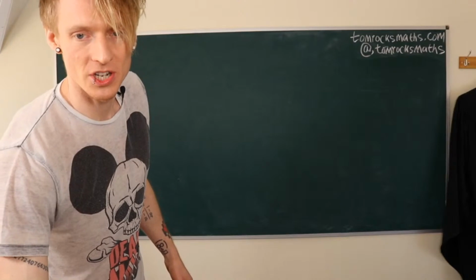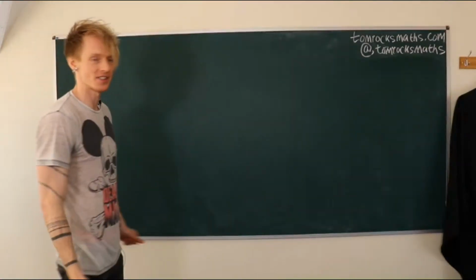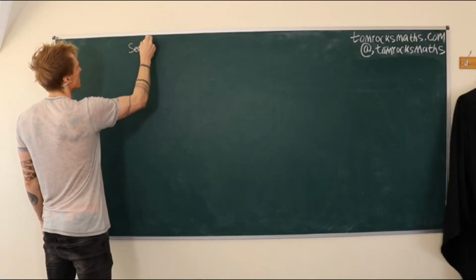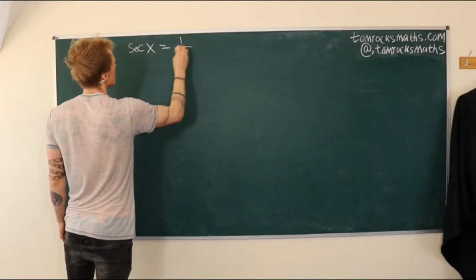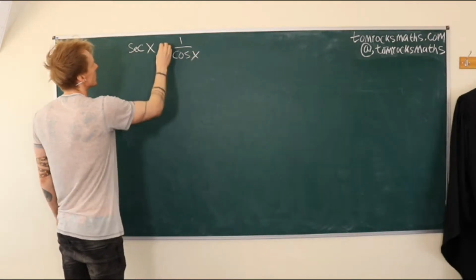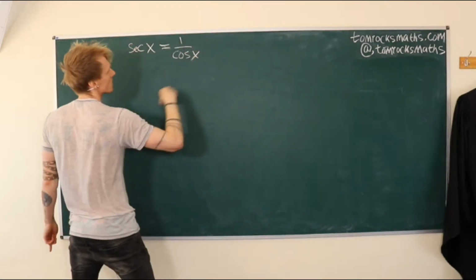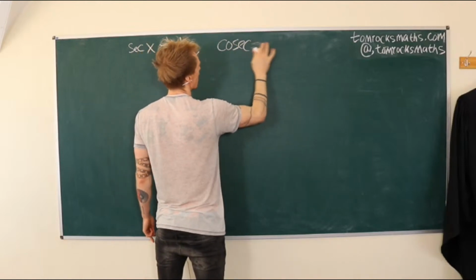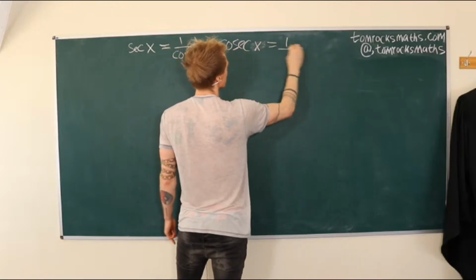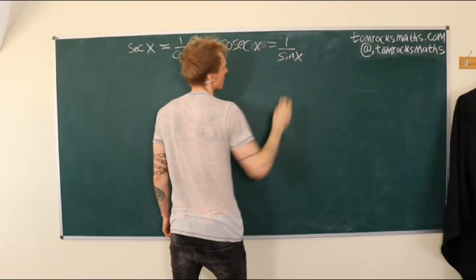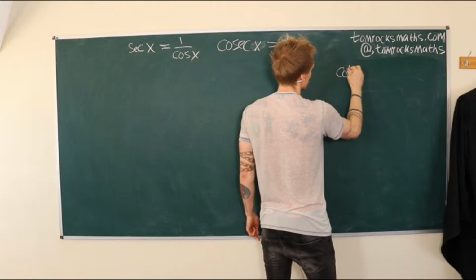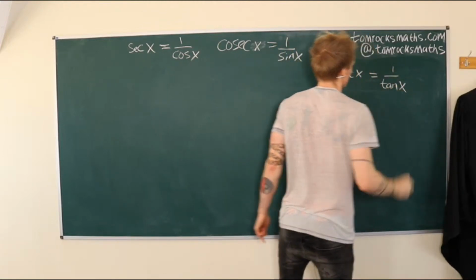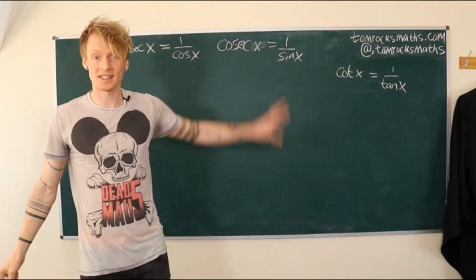Awesome. Georgie and Sam, thank you. Reciprocals, they are indeed. So we've got sec of x is 1 over cos of x. Cosec of x is 1 over sine of x. And then we've got cot of x is 1 over tan of x. So this is the relationship.